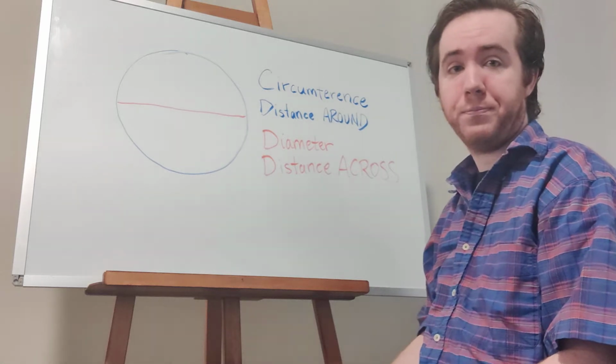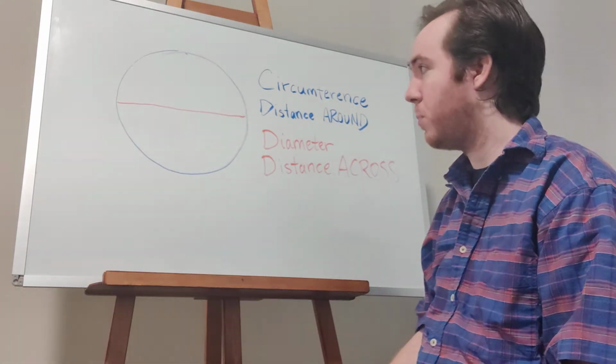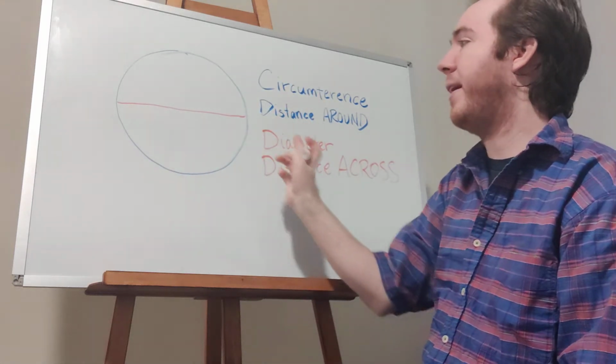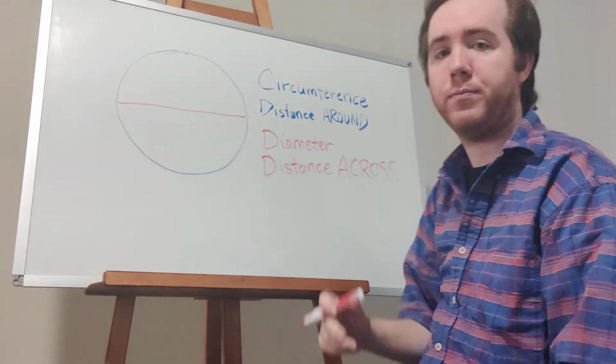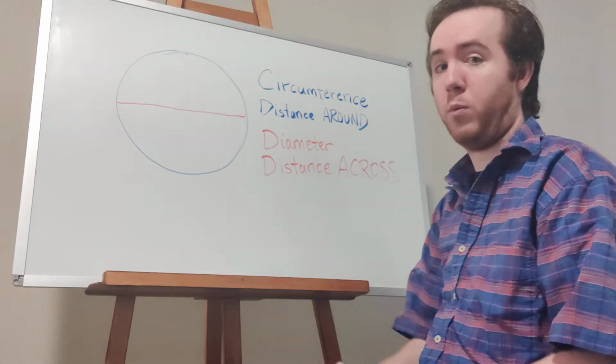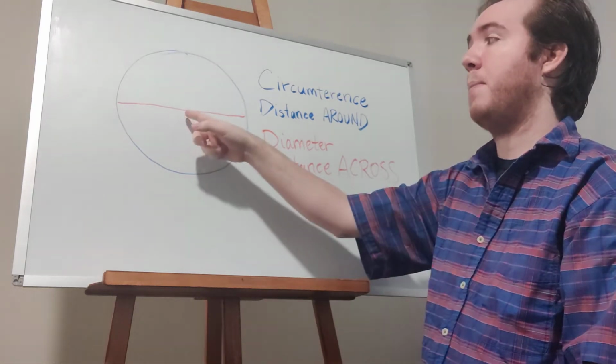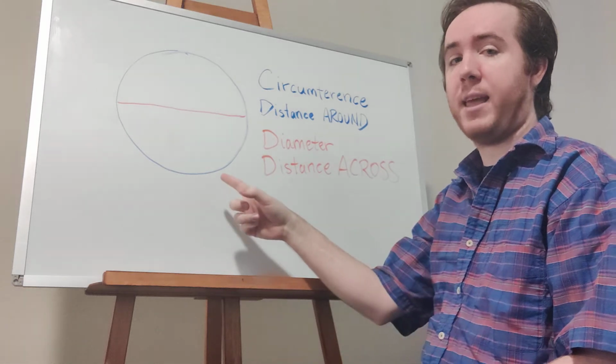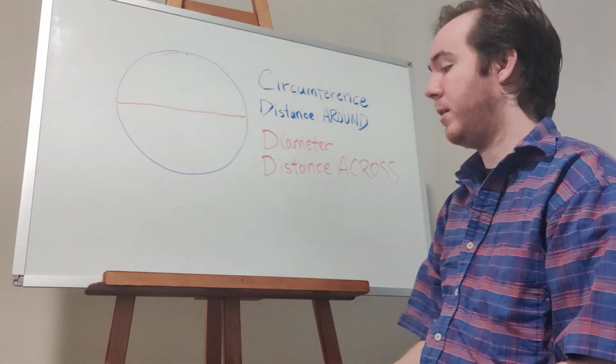our circle. Okay? Two important terms. Circumference, distance around. Diameter is the distance across. So if I ask for what the diameter is, I'm asking about that line. If I want to know about the circumference, I'm asking about this line.